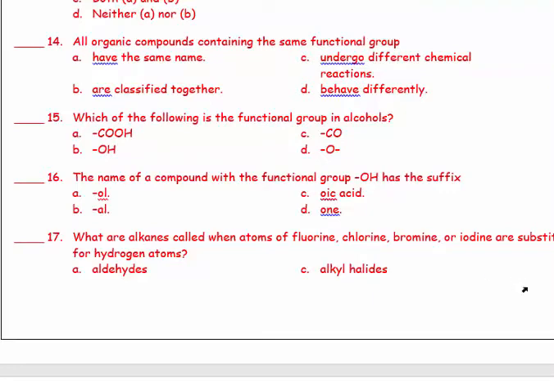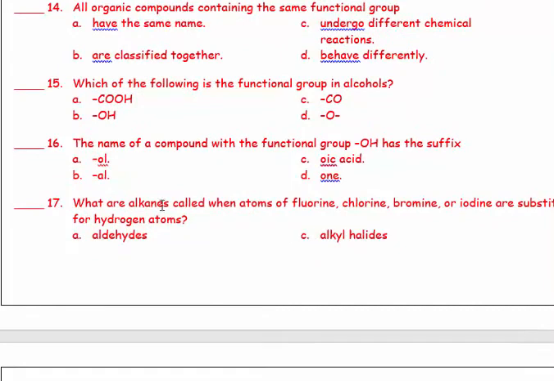16, the name of a compound with a functional OH. As we just mentioned, OH is the functional group that forms alcohols. So what is the suffix in the case of a compound containing the functional group OH? It's OL.